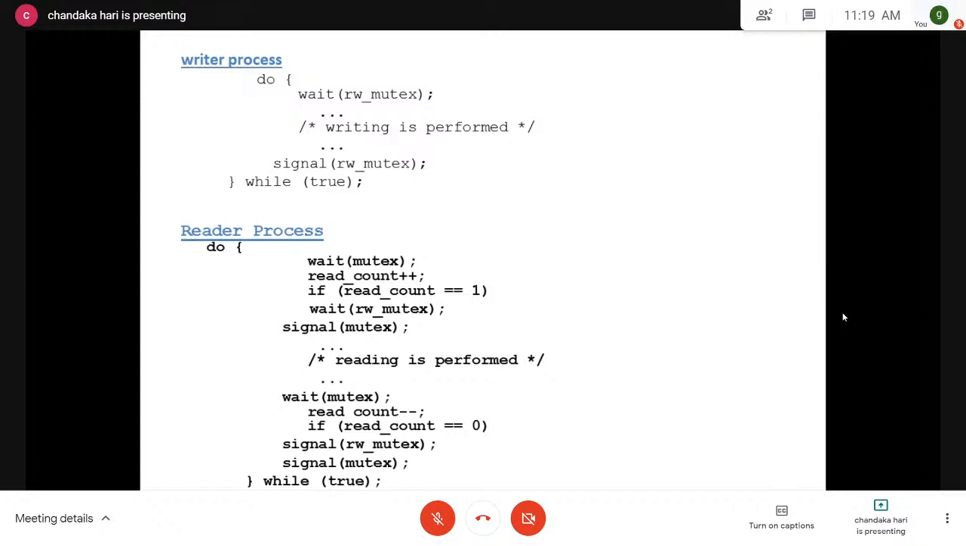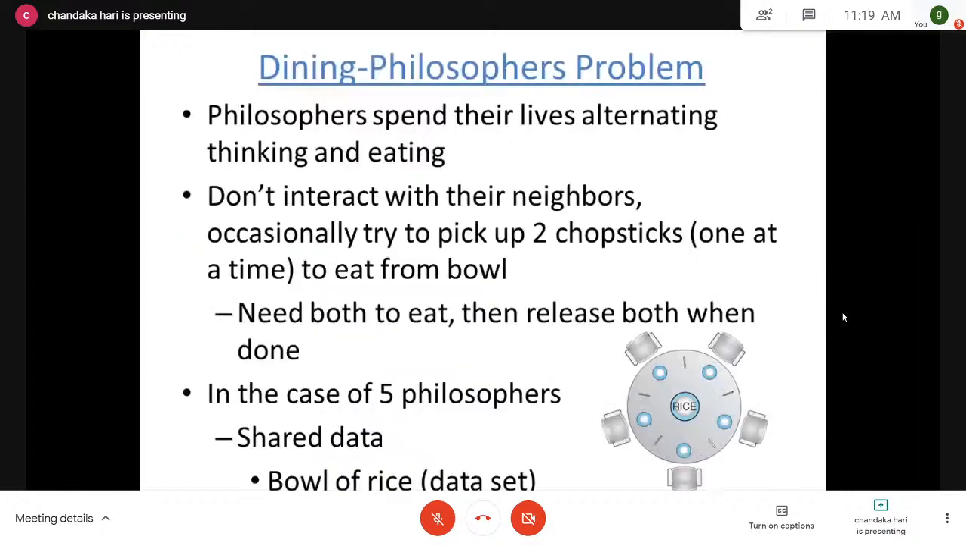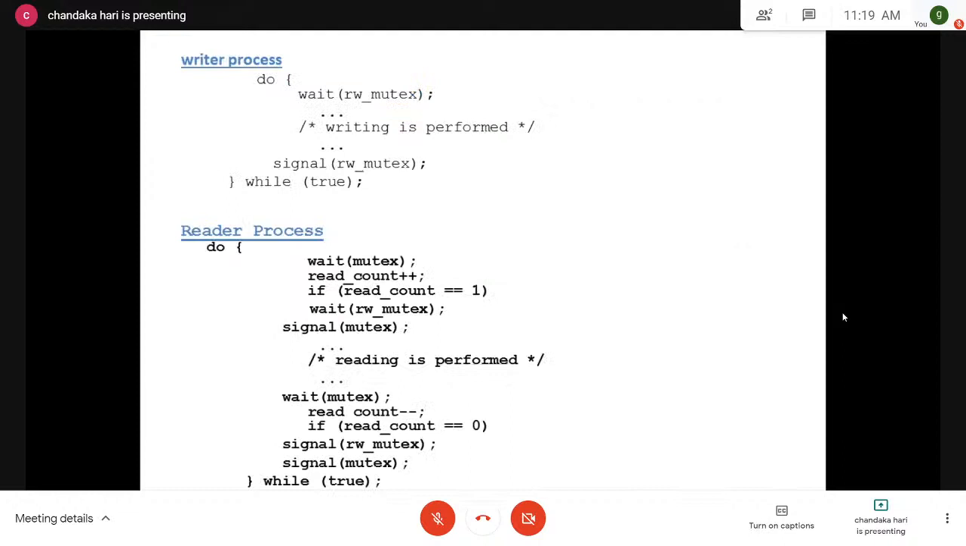The semaphore variable of count is mutex. Now, read count: you need to get that semaphore variable, and after that the count value is decremented. If read count is equal to 0, then no reader is reading now. If anyone is waiting for write, you can give the read write mutex, since this guy is waiting for this one. And after read count is decremented, you need to give signal mutex. That's it. This is what the code is.